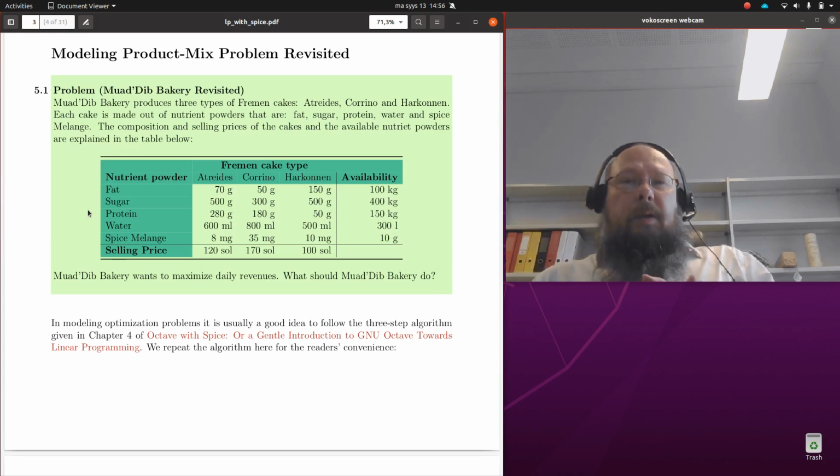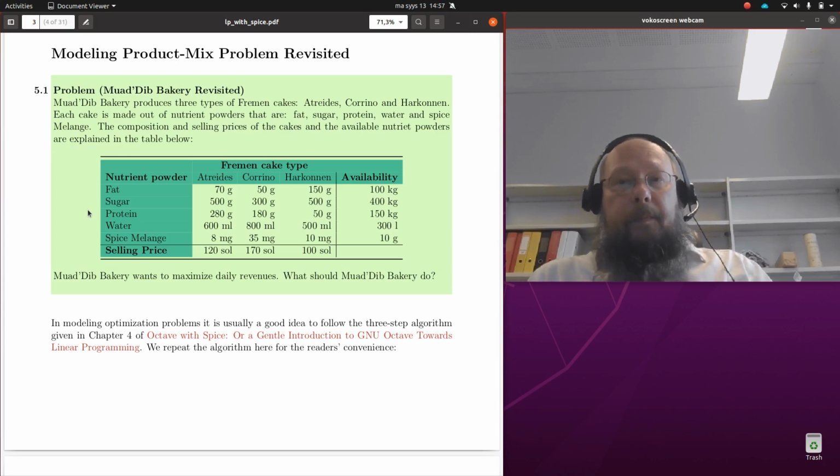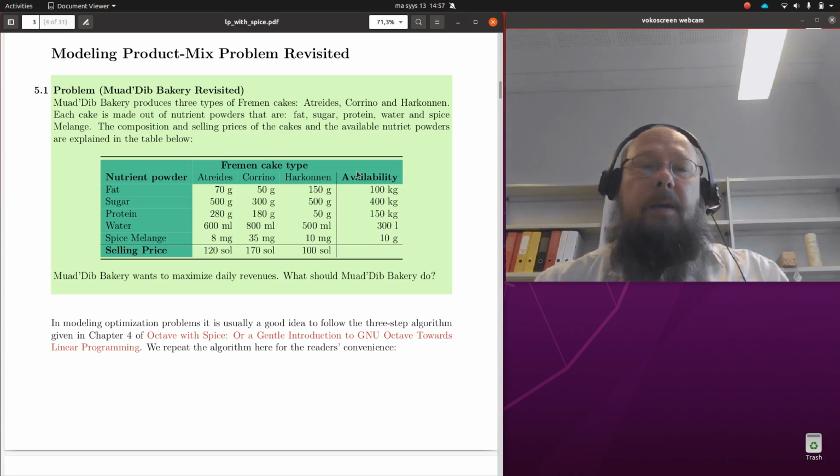So what are the constraints? Can we make any number of Atreides, Corrino, and Harkonnen cakes we like? Well, no, because we make them out of nutrient powders, and we do not have an unlimited amount of nutrient powders. Nutrient powders are a scarce resource for us, and the limits, or actually the availabilities, are given here.